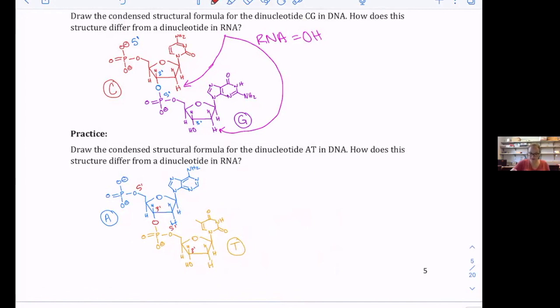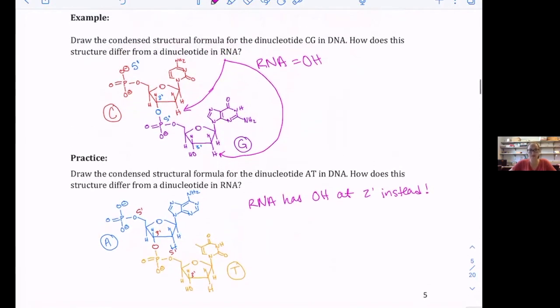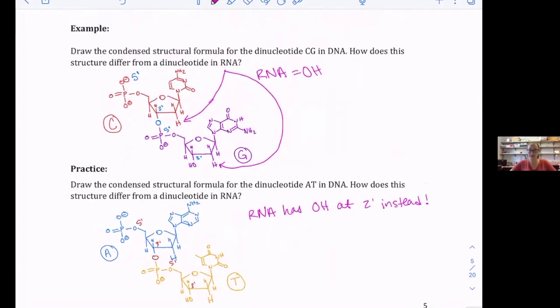And then again, the difference, RNA has OH at 2' instead. So we're changing that sugar when we're doing our RNA. Okay, so those are how we make primary structures of DNA and RNA. So remember that it doesn't necessarily have to be just 2. We can do longer and longer and longer. We just started simple.